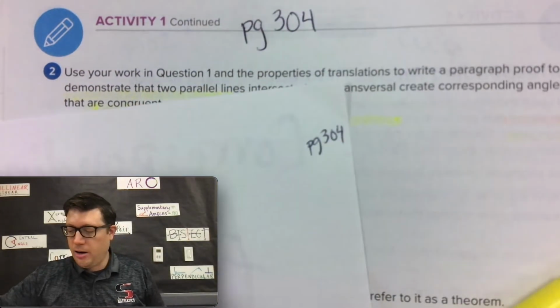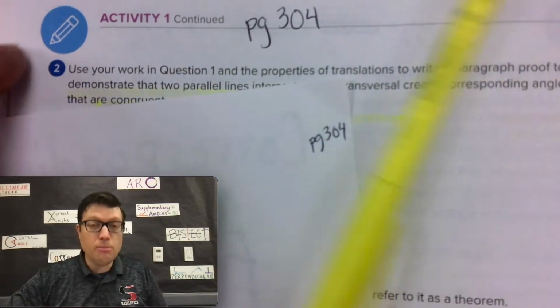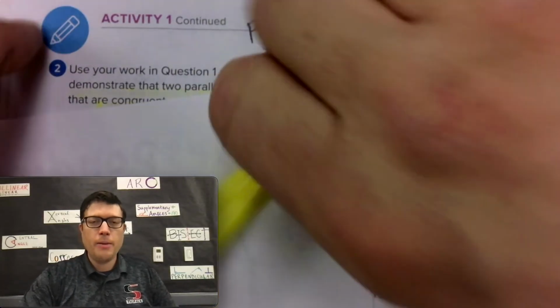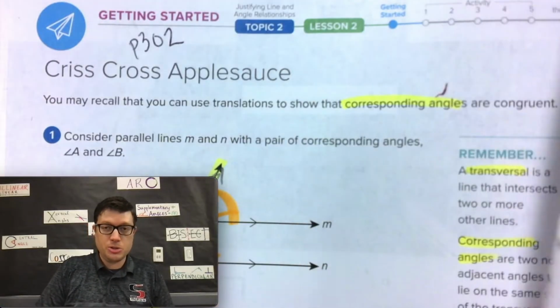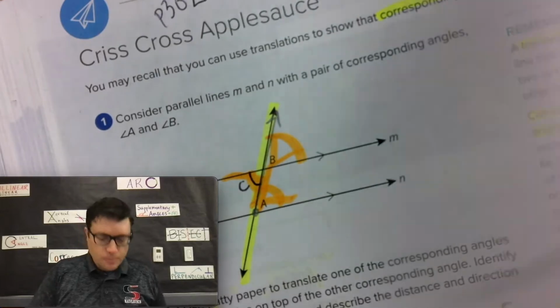Have a highlighter, tracing paper, colored pencil, and most importantly, make sure you did page 303 first. If you haven't done page 303 yet, it's right there. It's got some stuff on it. Go back and watch that video.